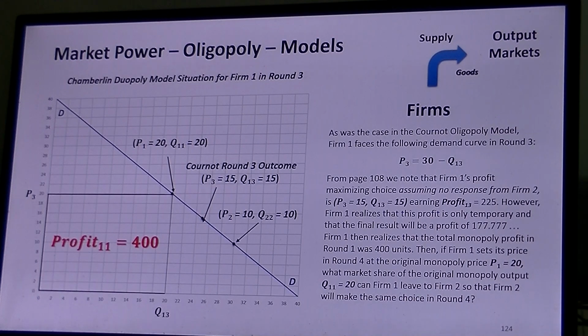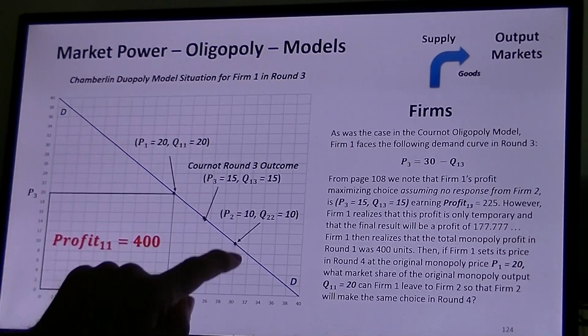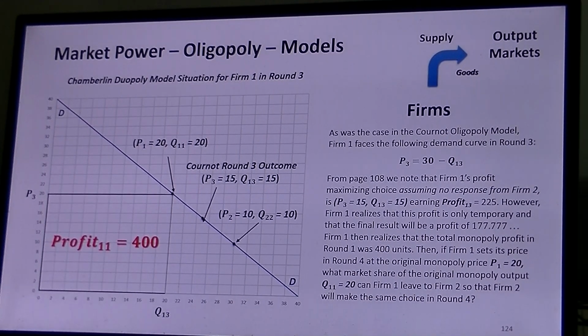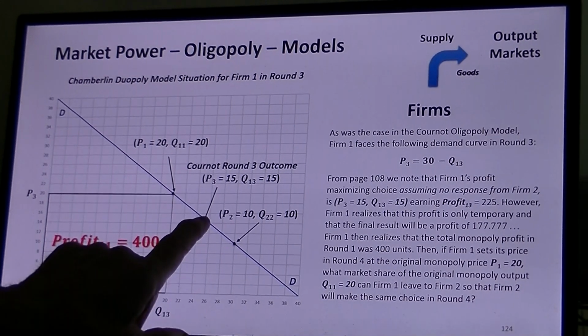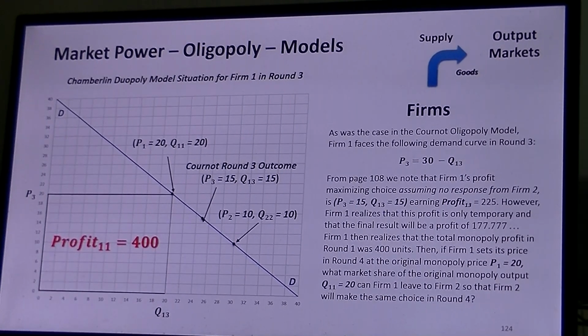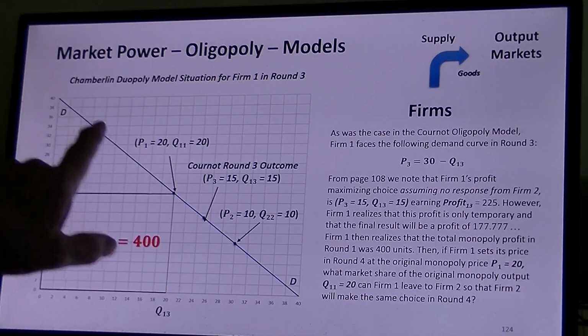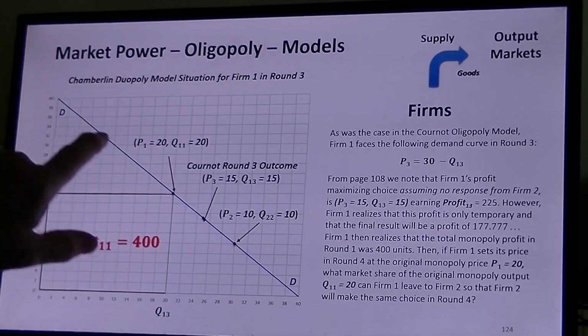So its profit is 100. So a lot less profit, but it's earning profit. Now, firm 2 says, well, let's see. Here's the Cournot model. If I move in round 3 as if I don't know how firm 1 is going to react, in other words, if I maximize my profits based on the remainder of the market, which in this case is 30 units left.